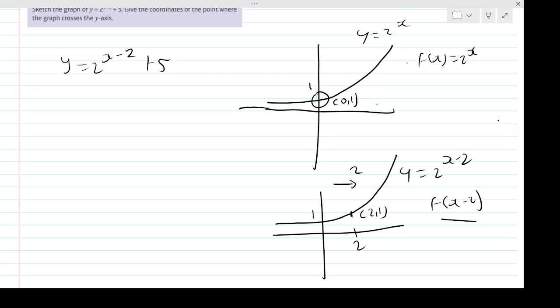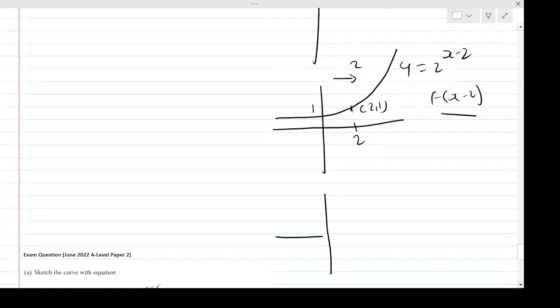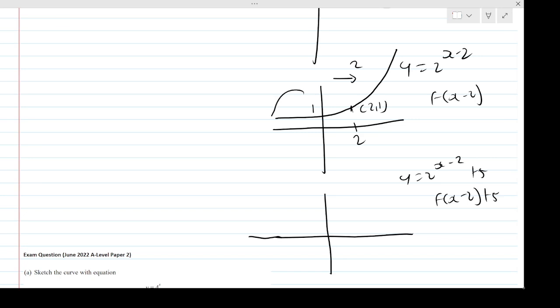Okay, then lastly we add 5. So we have y is 2 to the x minus 2, add 5. So again, in terms of function notation, that'd be f of x minus 2, then add 5. So the 5 is outside the function of x, so that will do what we expect. We add 5 to the y values, which means we're going to shift this graph, all of it, up by 5 units.